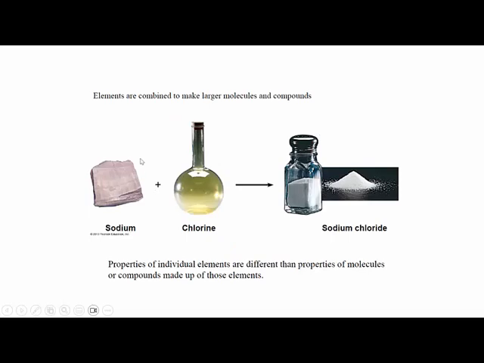Last lecture, I showed you what sodium and chlorine look like at room temperature and pressure. We have a hard metal in sodium. Chlorine is a toxic gas at room temperature and pressure. But when atoms of these two elements combine, they form sodium chloride, a salt, or in this case, table salt. And so the properties of the individual elements are very different from the properties of the compounds and molecules that are made from those elements.